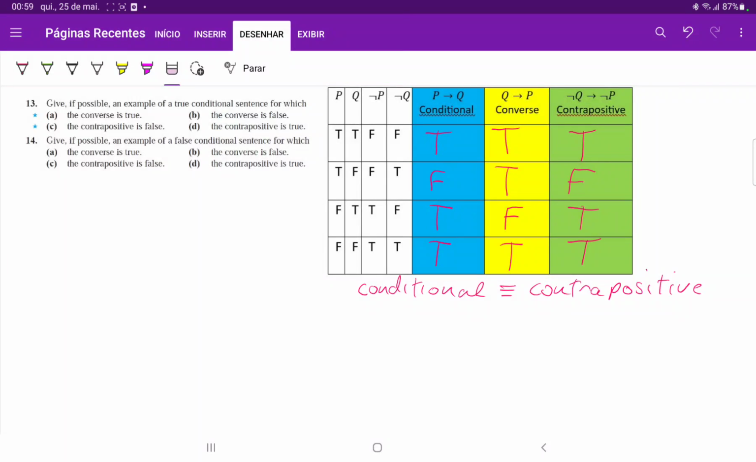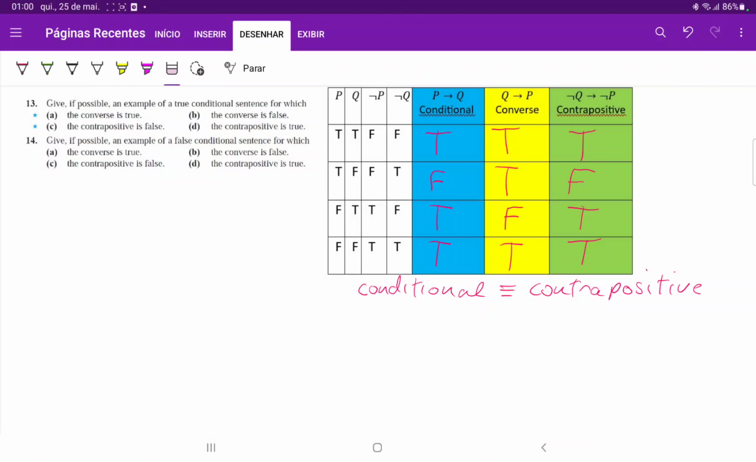So for number 14, we're doing what we did with the previous number, with 13, and we're trying to find now a false conditional sentence, right? For which the converse is true, the converse is false, the contrapositive is false, and the contrapositive is true. Now, I've put in here the truth tables for the conditional, so if P, then Q. For the converse, if Q, then P. And for the contrapositive, if not Q, then not P, right?